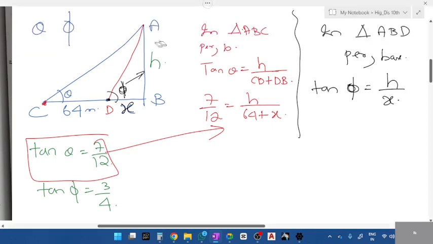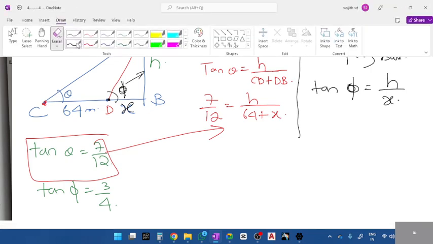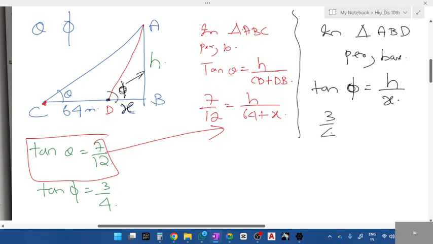P by 4. Till here, did you all understand? 3 by 4 is equal to h by x, right? Now, on the right-hand side, what is the x value, students? Either x or h, you can take any one. Let us take x. Could you solve for x? Cross multiply.